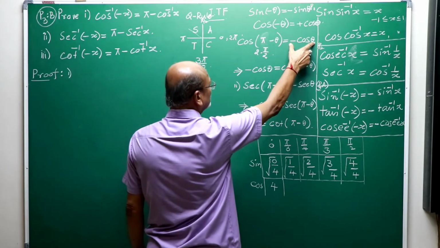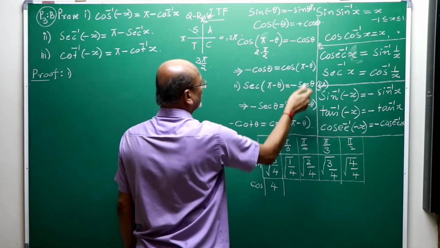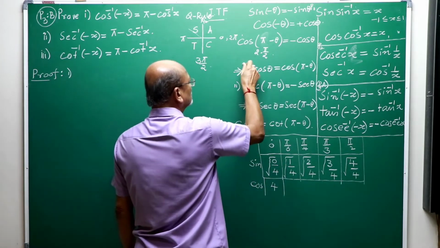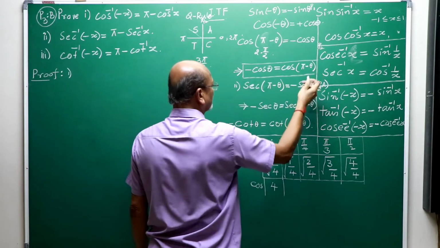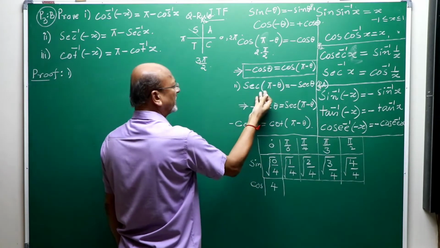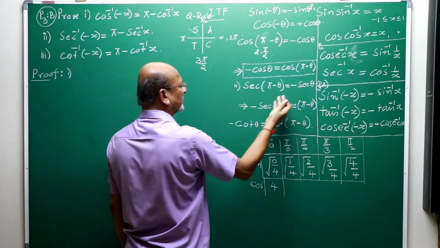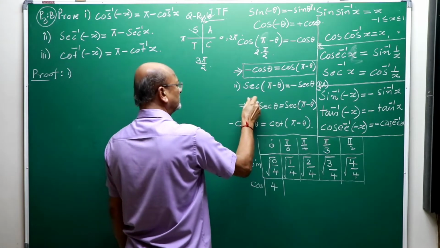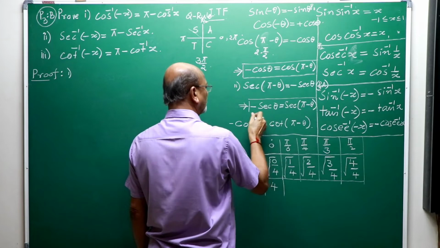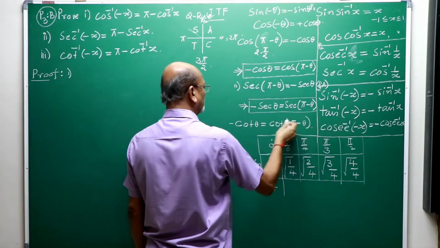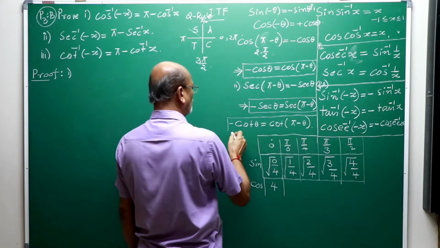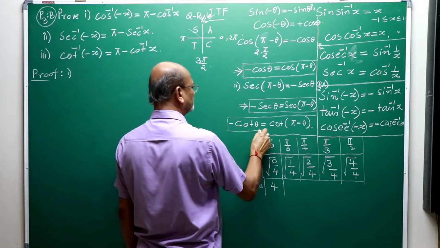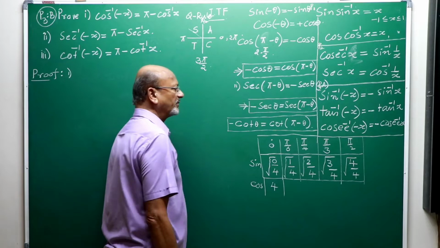So minus cos theta can be written as cos of pi minus theta. My friends, minus cos theta can be written as cos of pi minus theta. Same, sec of pi minus theta is minus sec theta. Minus sec theta is written as sec of pi minus theta. Yes, friends. Similarly, in the case of cot, minus cot theta is cot of pi minus theta.